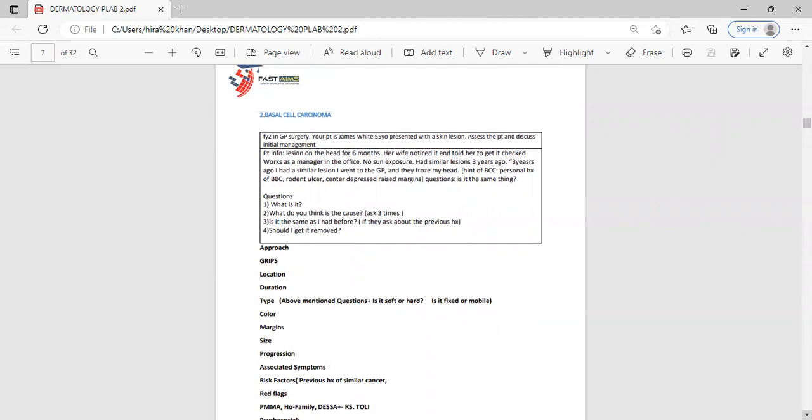So let's discuss this scenario. You are referred to in GP surgery, your patient is James White, 55-year-old with a skin lesion. Assess the patient and discuss the initial management. Okay, so assess the patient and discuss the initial management.